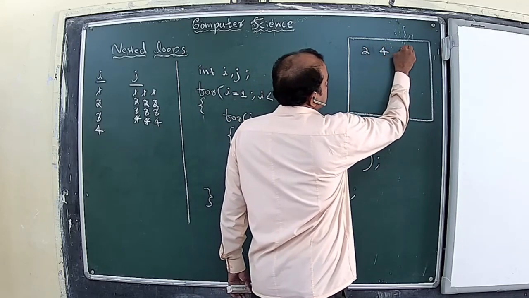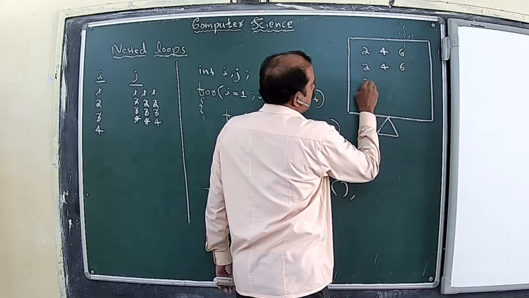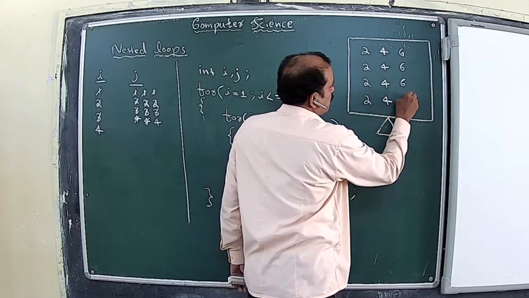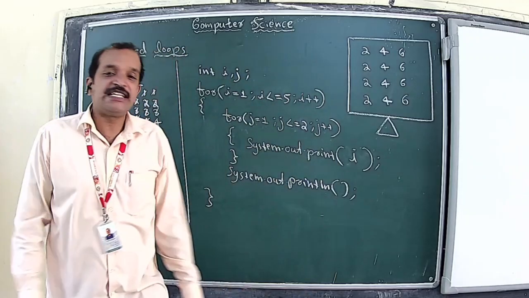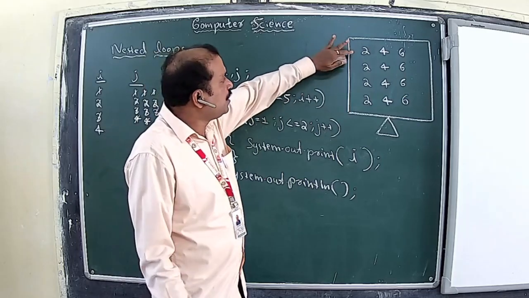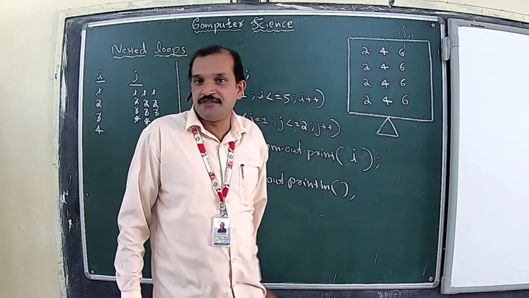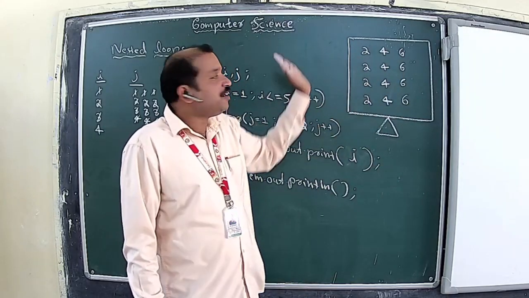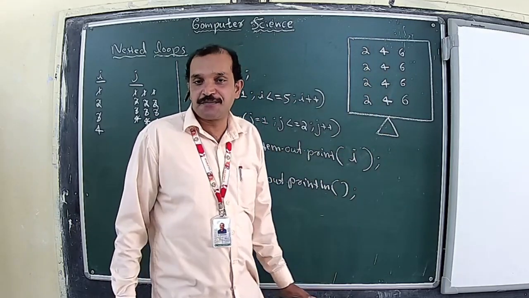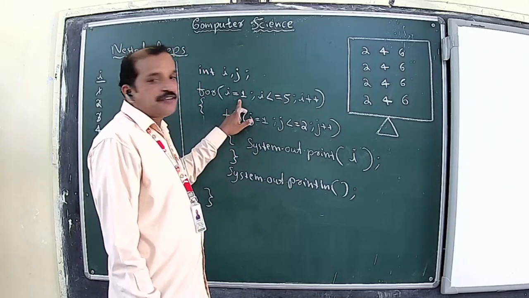2, 4, 6, 2, 4, 6, 2, 4, 6, and 2, 4, 6. Suppose this was the output that was needed. In this case, as you have already seen, there are 4 rows involved here, whereas only 3 columns are involved. And as it is already clear, it is not the row value that is printed, but the column value that is being printed here. Therefore, definitely, the outer loop should iterate 4 times.